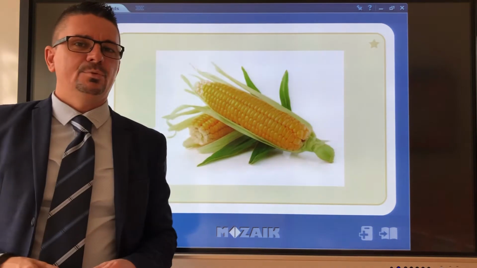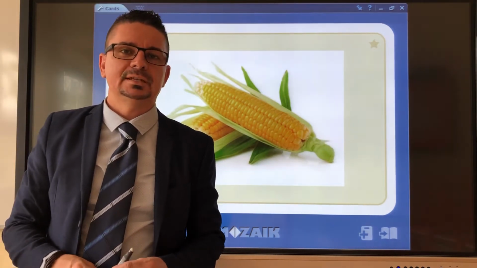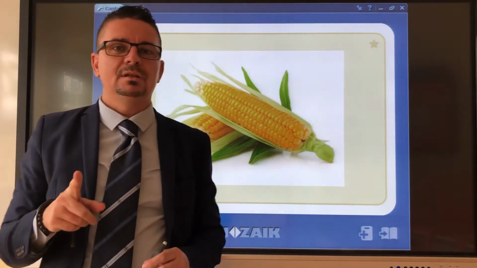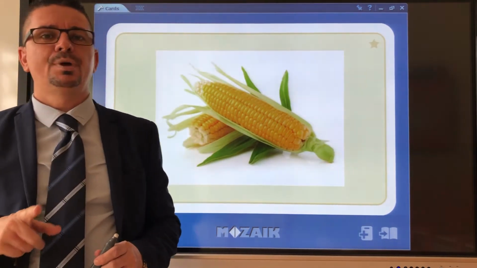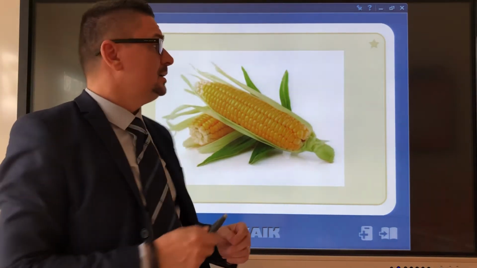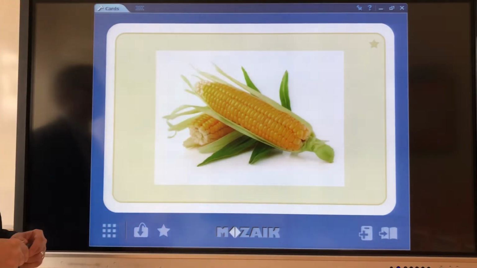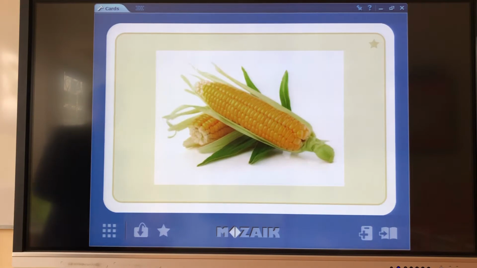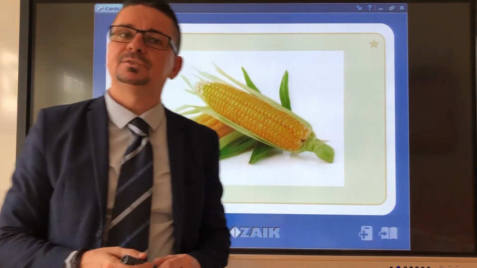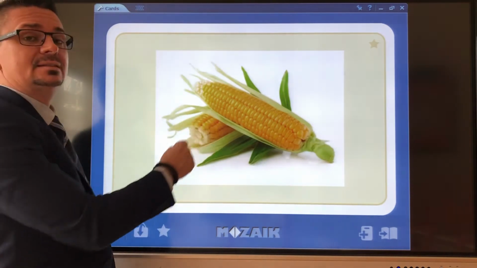Hello there, Year 4. Today we are going to continue our science studies, and last time we learned about parts of plants and which parts we could eat. Do you know which part of these you can eat? Yeah, this is maize or corn, and you eat the seeds.